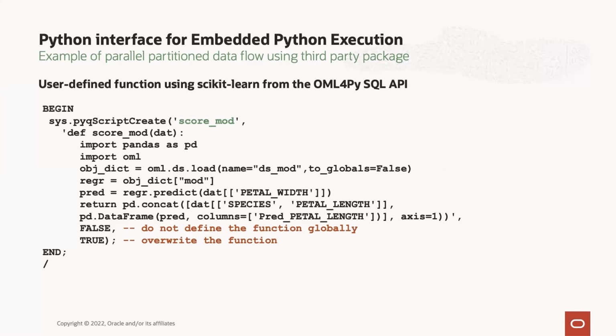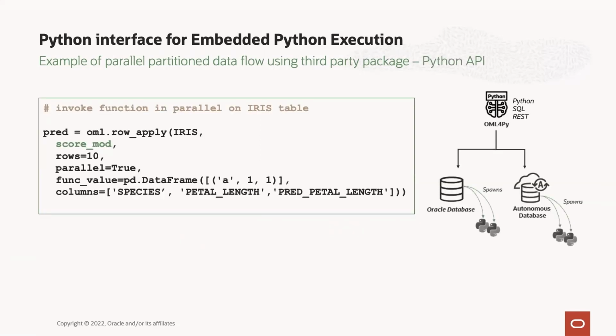So if you have a script using the Python interface, you can call the script from the embedded Python execution interfaces for Python or SQL and vice versa. And again, as with the Python interface, this script as well is not being created globally, meaning they are only accessible to the user creating them. So again, when we save the scripts to the script repository, we are overriding a script already saved there that has the same name. This is an example of parallel partitioned data flow with the Python API.